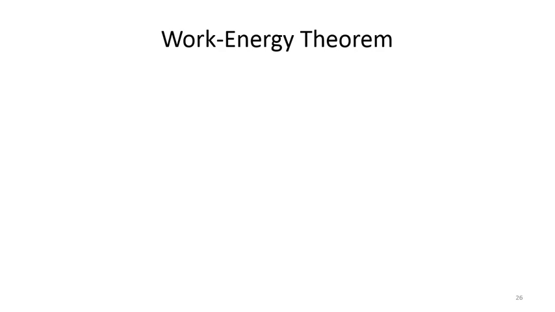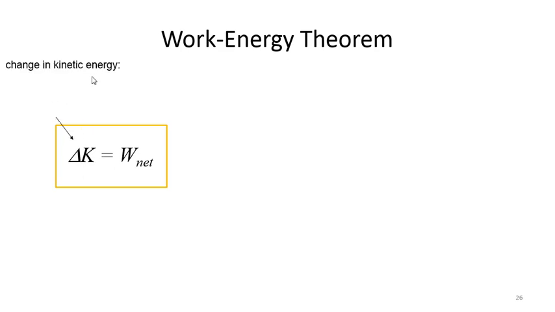So now we are very good at calculating work, and you might wonder, why are we spending so much time calculating work? Well, there's a very, very useful theorem called the work energy theorem. That theorem says that delta K, our change in kinetic energy, is equal to the net work done on an object. So what is delta K? That's the change in kinetic energy. That's K final minus K initial.